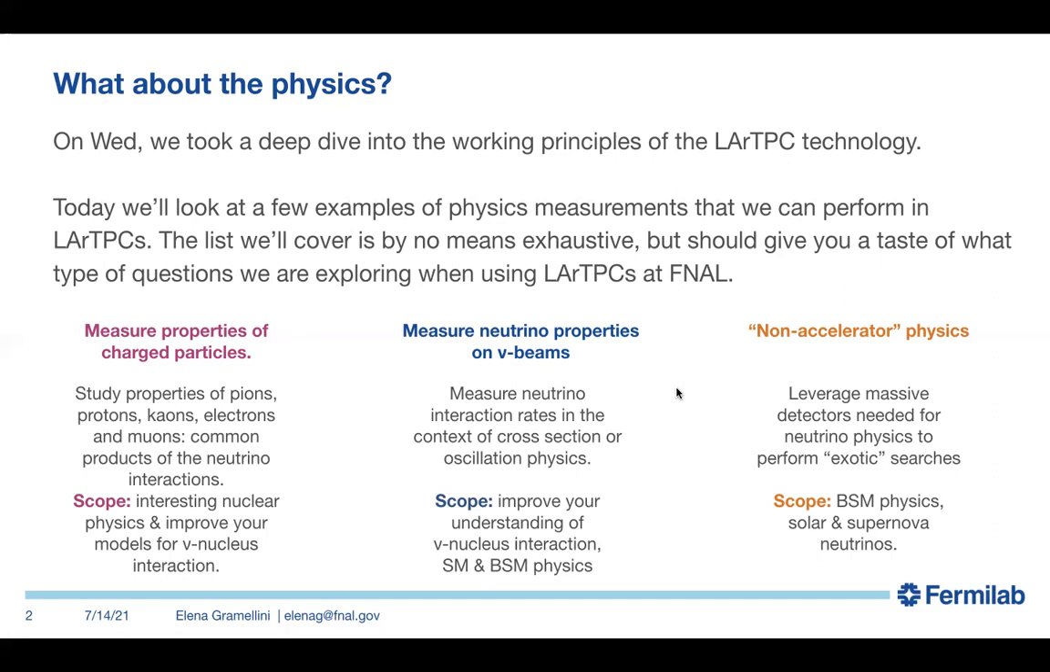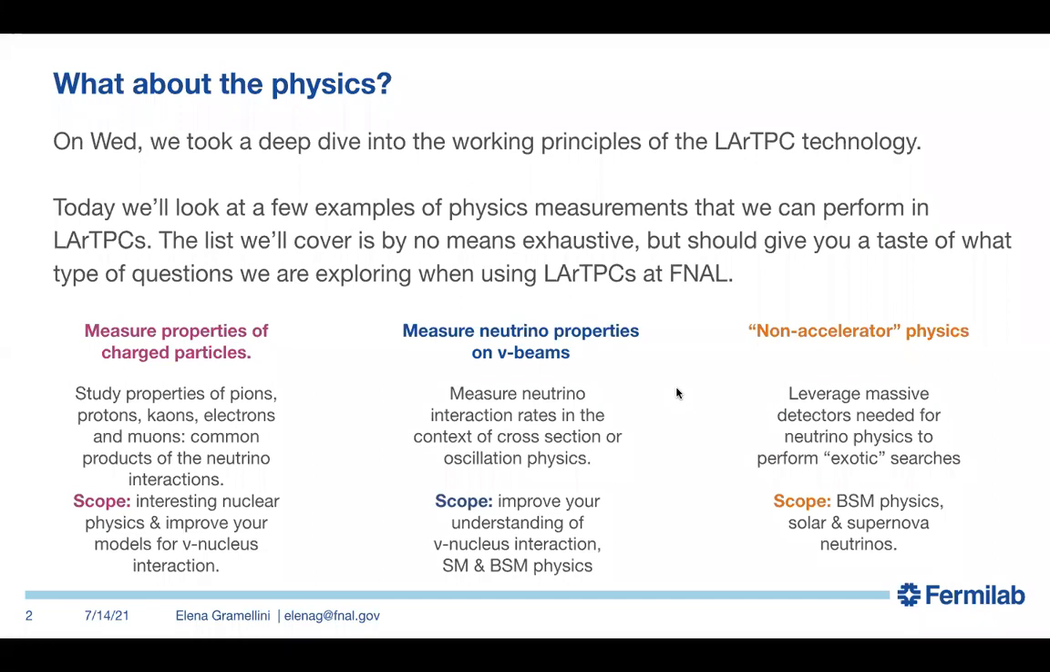You need to measure the properties of charged particles that are relevant for neutrino interaction, so the products of the neutrino interaction. They are interesting on their own if you want to study nuclear physics, but they're also fundamental to understand the neutrino nucleus interaction, because neutrinos are neutral, you can't really see them. So everything that you want to study on their interaction properties needs to stem from the charged particles that you get on the outside of your neutrino interaction.